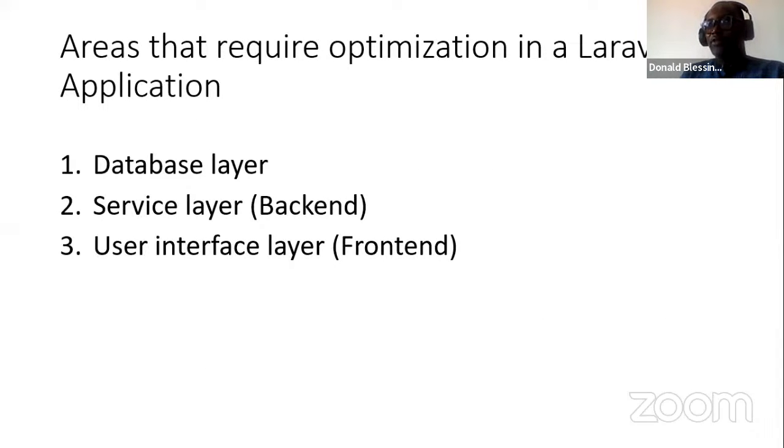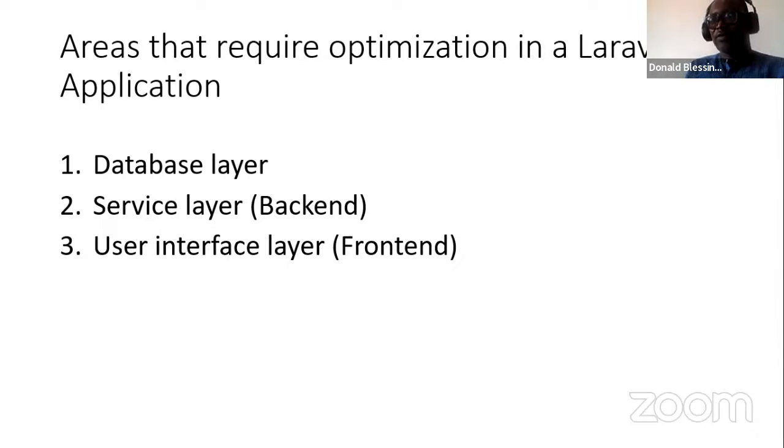So there are three areas where you optimize in a Laravel application or whatever application you're building. Number one is the database layer, where your data is stored. It doesn't matter the database engine you're using. It could be PostgreSQL, MySQL, Microsoft SQL, or Oracle. It doesn't matter, but you have to optimize it.